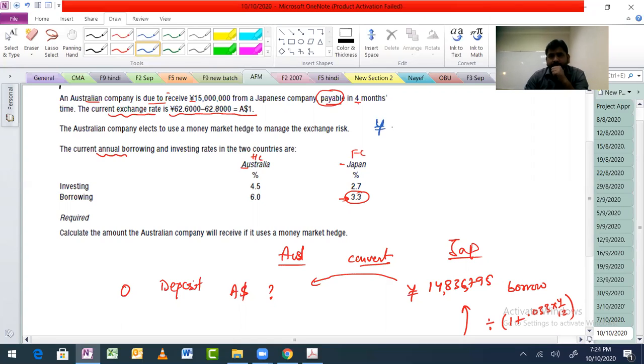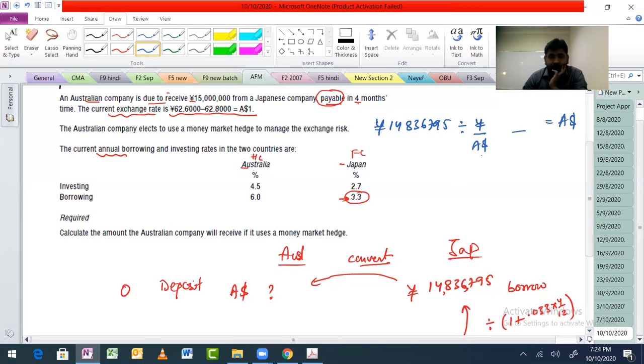So we have to convert 14,836,795 yen into Australian dollars, and the rate is yen per Australian dollar. So you are saying you will divide. Fine till here. Which rate? Now the market is the Australian market. We can't trade using yen, so we will buy Australian dollars from the market.